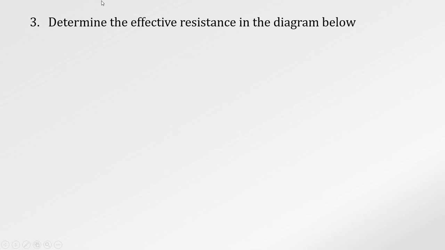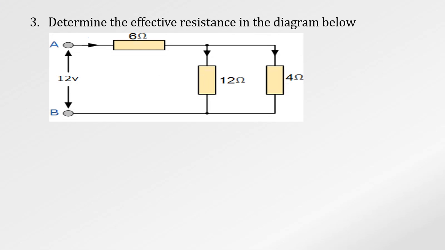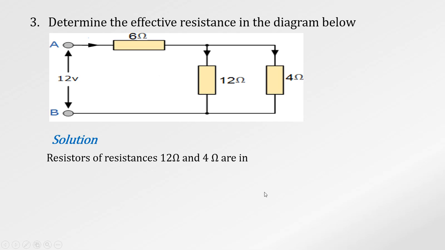Example 3. Determine the effective resistance in the diagram below. Good. We see the diagram. Now this diagram has this resistor, but has this which are connected side by side. That means these two are in what? In parallel. The 12 ohm resistor and the 4 ohm resistor are connected in parallel. And since there are only 2, let's first get the total resistance for them before we add this one.